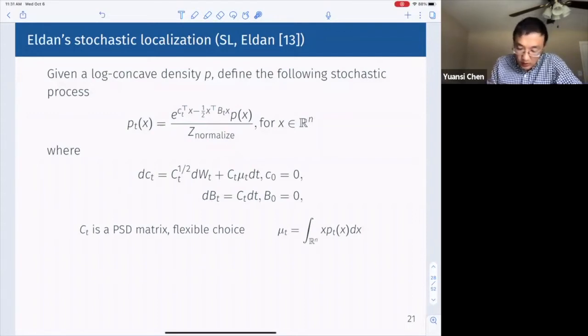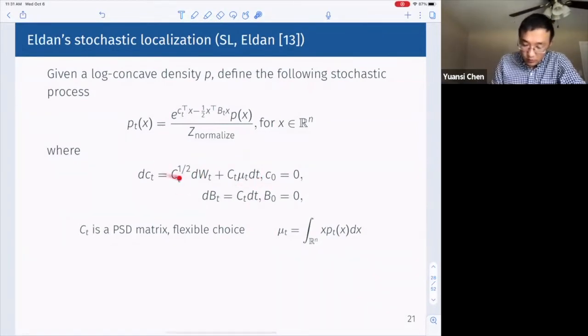So CT here, capital CT, is a PSD matrix, a flexible choice. It's called the control matrix. This control matrix can be chosen as identity or some other kind of matrix. Think about it as identity for now. Then it means that the Gaussian part of this density just increases linearly here. And the intercept term is kind of interesting. You have a Brownian motion term, and then you have the drift term here.